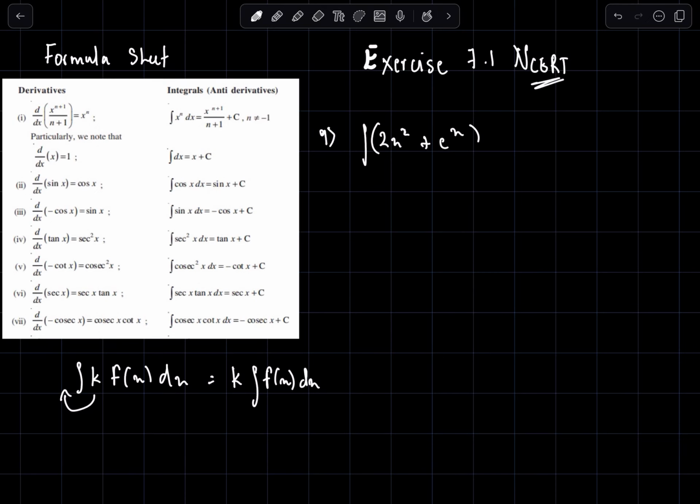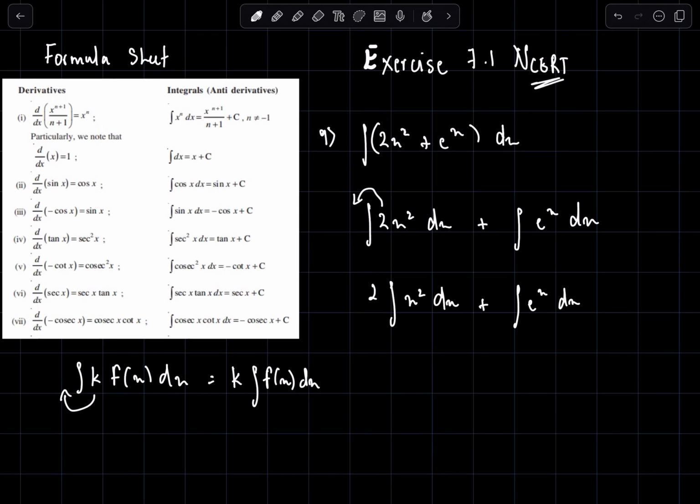Simple. Are they integratable? Yes, both elements are. So, we follow the same procedures. Integral. Now remember, let's go the long way. Sorry, dx. I tend to forget it as well. Okay. Plus integral of e to the power of x dx. Now this has a constant, and so this will come up. So 2 integral of x squared dx plus integral of e to the power of x dx.